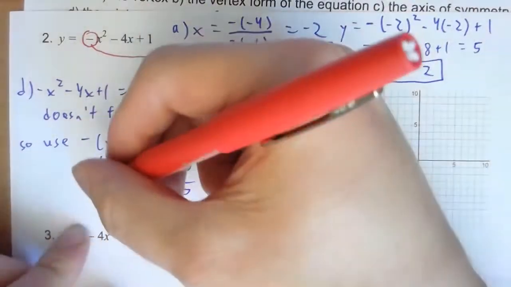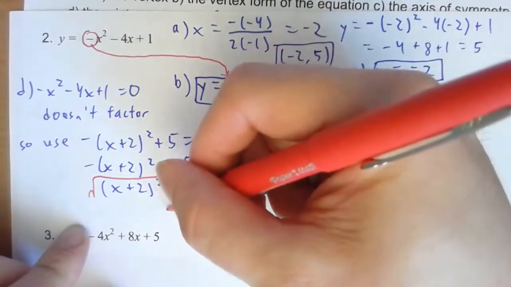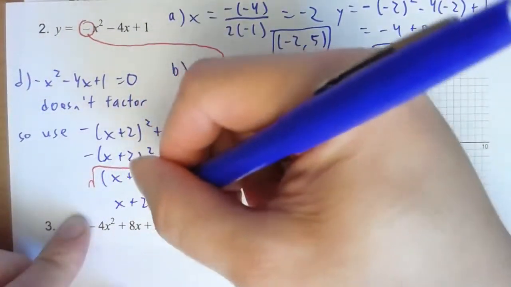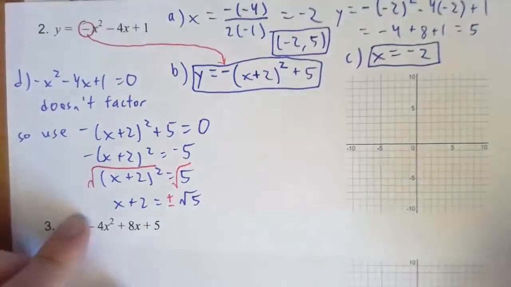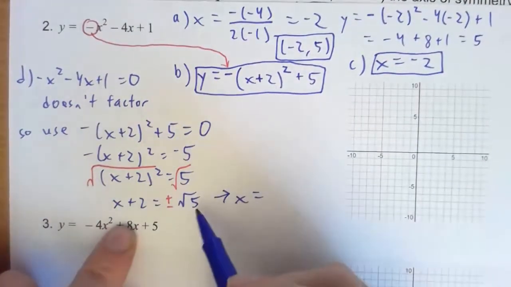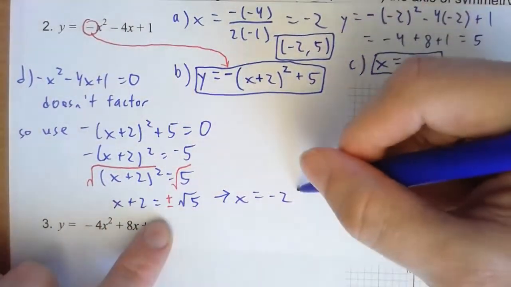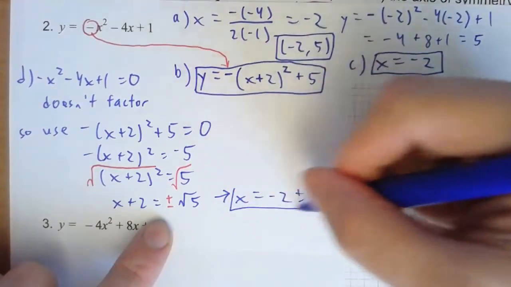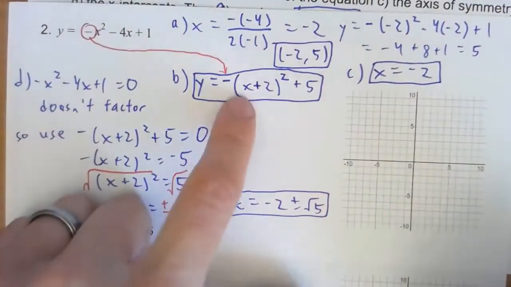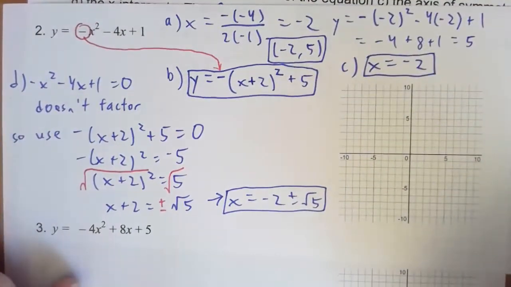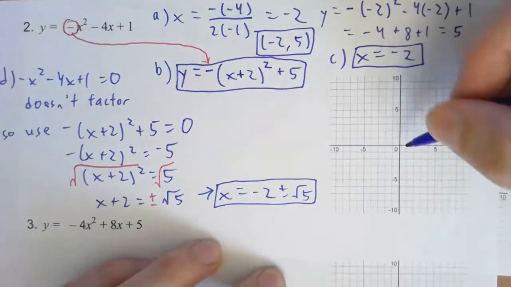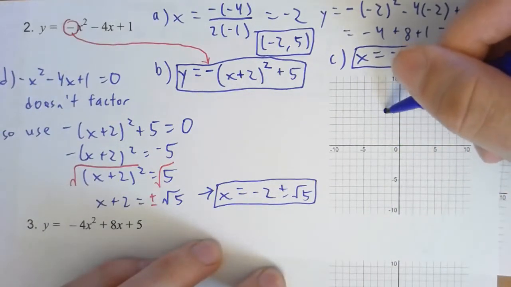Then I can square root both sides to get rid of the squared. X plus 2 is plus or minus root 5. And then I can just subtract the 2 over and get my answers. Of course, when we subtract the 2 here, usually we write the negative 2 first, plus or minus root 5. So if the standard form equation doesn't factor, it's often a lot easier just to use that vertex form to find your x-intercepts there.